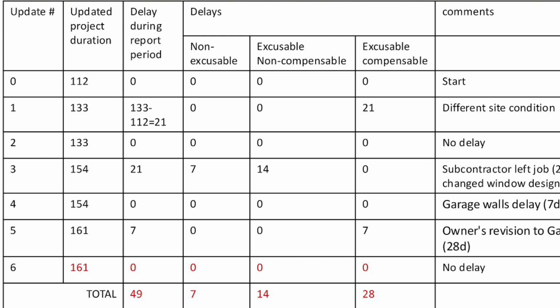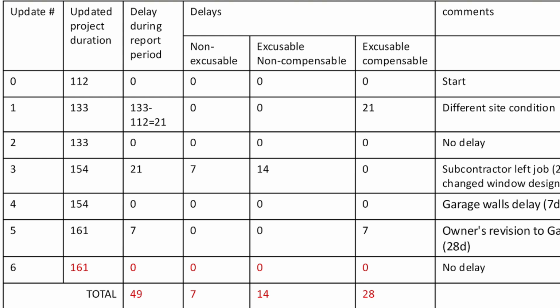Out of that total, 7 days are non-excusable delays, all coming from window 3. We also have 14 days of excusable but non-compensable delay, again from window 3 due to concurrent delays. Finally, we have 28 days of excusable and compensable delay, 21 days from the site condition in window 1, and 7 days from the garage door revision in window 5.